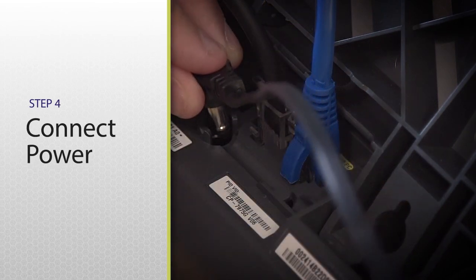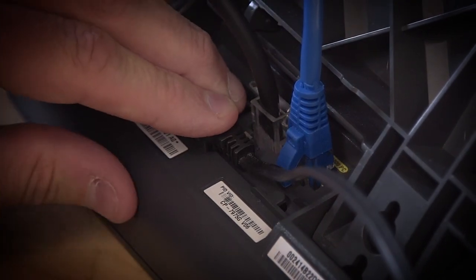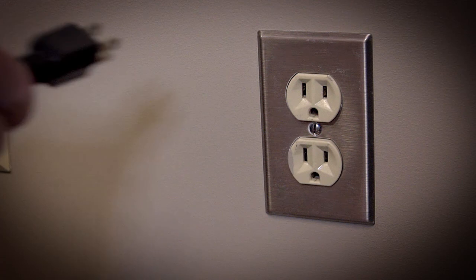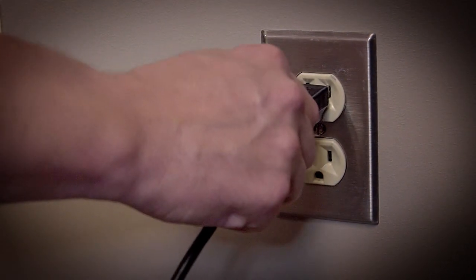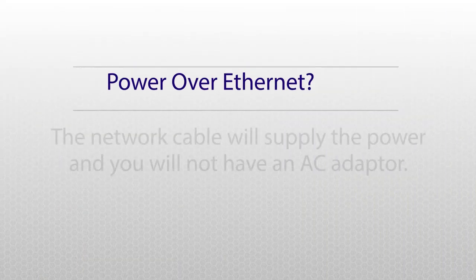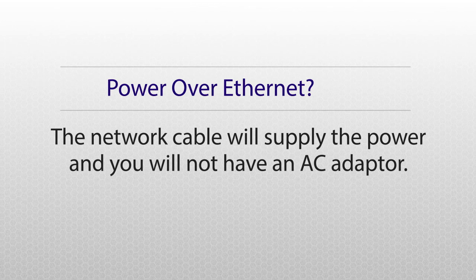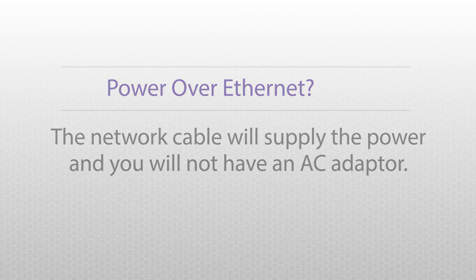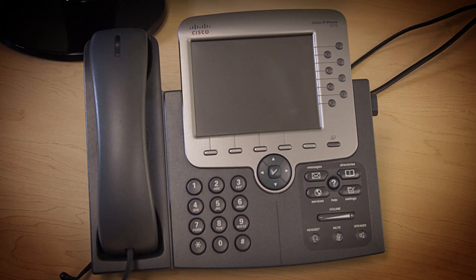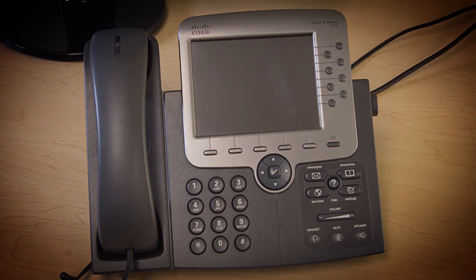Step 4. Connect power. Plug the AC jack into the base of the phone and the plug into a power outlet. If you are using power over Ethernet, the network cable will supply the power and you will not have an AC adapter. Once your phone has power and a network connection, watch for the following.